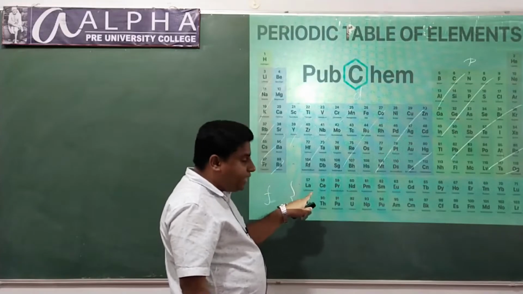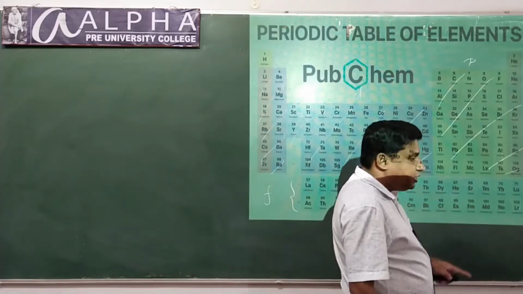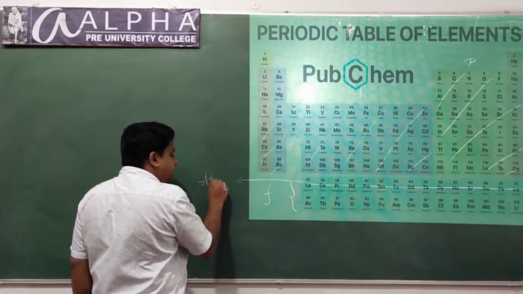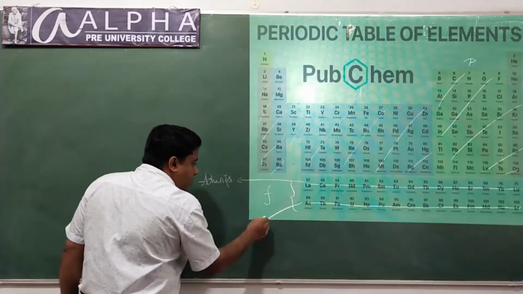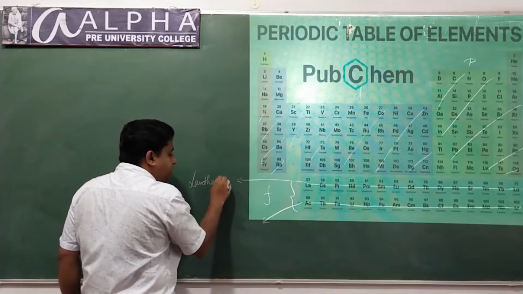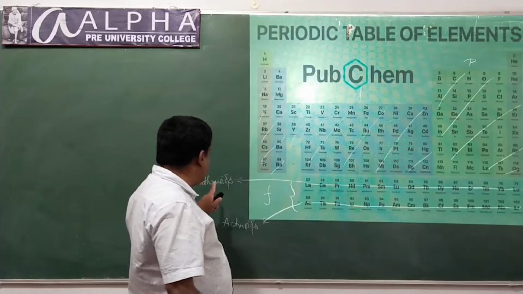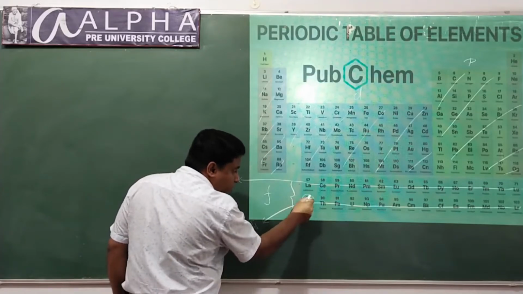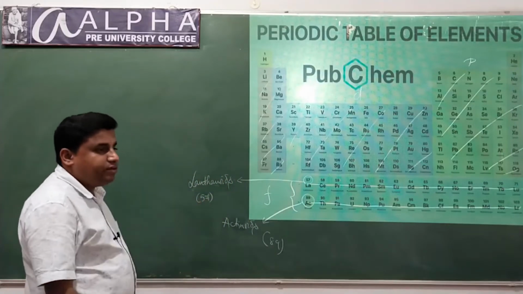One series of 14 elements is from lanthanum to lutetium, and the other series is a set of 14 elements from actinium to lawrencium. These 14 elements from actinium to lawrencium are called actinoids, whereas the series from lanthanum to lutetium is called lanthanoids. You should remember that actinoids start from atomic number 89, and lanthanoids start from atomic number 57.